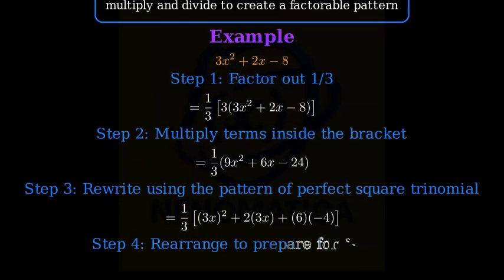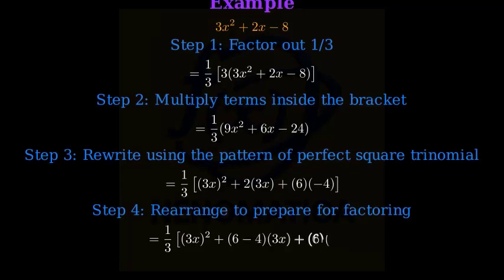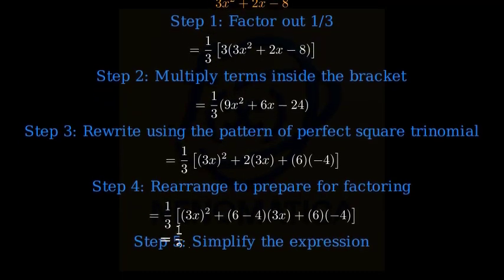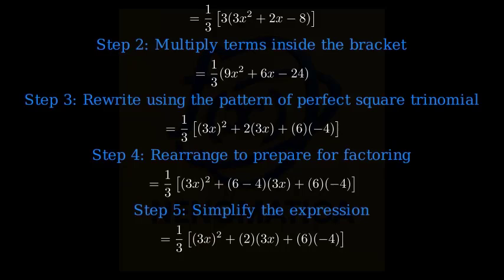Step 4. Let's rewrite this again in a way that will help us factor. We'll use the pattern for factoring a trinomial. We have 1/3 times the quantity 3x squared plus 6 minus 4 times 3x plus 6 times negative 4. Step 5. Let's simplify inside the brackets. 6 minus 4 equals 2, so we have 3x squared plus 2 times 3x plus 6 times negative 4, which is negative 24.